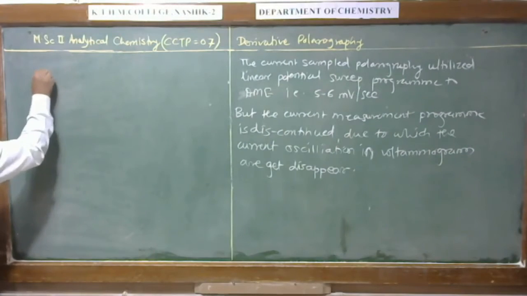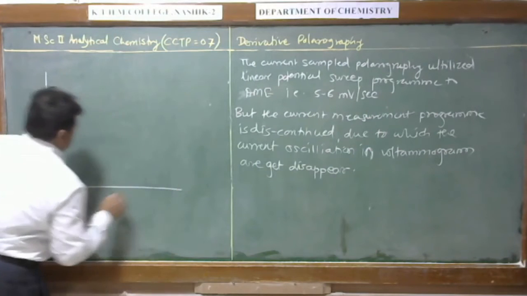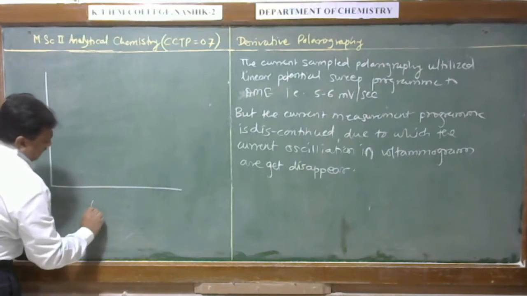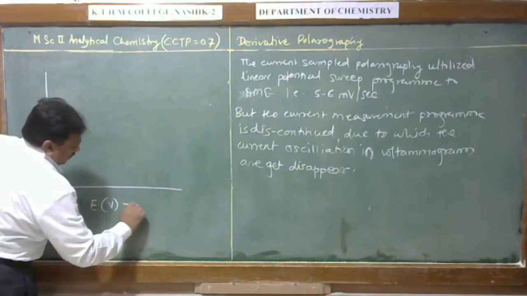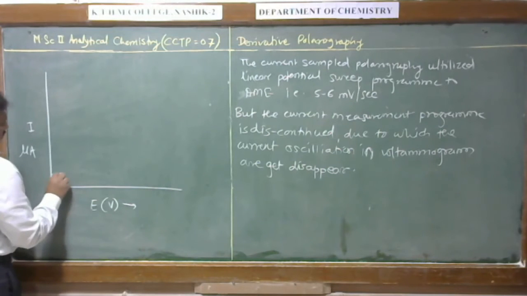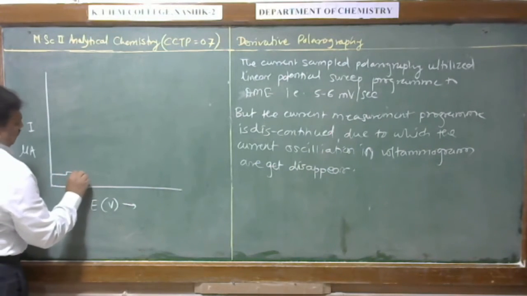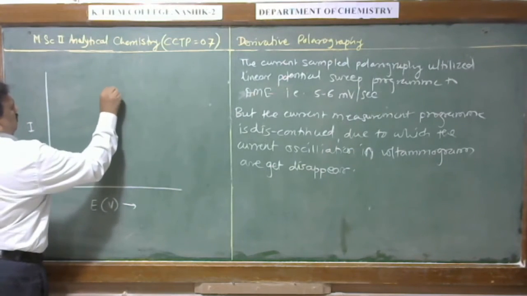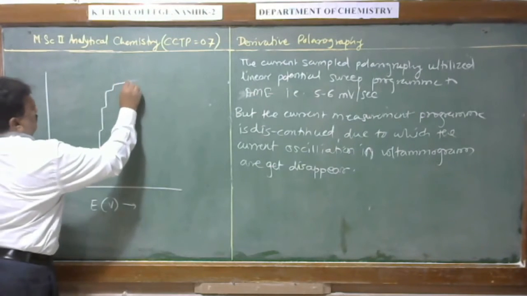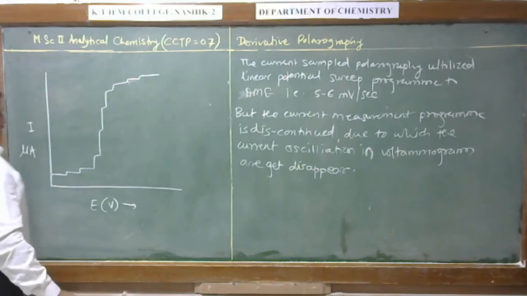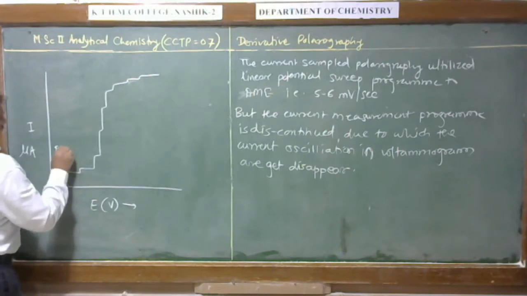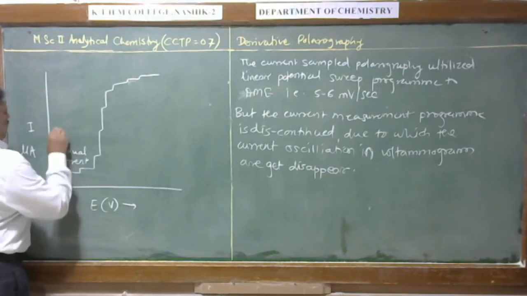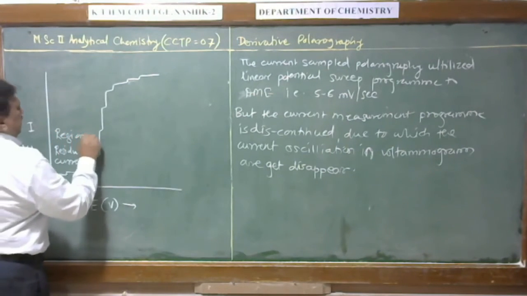And we have a voltammogram like this. This is current in microampere versus applied EMF in volt. This graph is a polarogram. Here, like this, this is the region of residual current, and this is the region of limiting current.